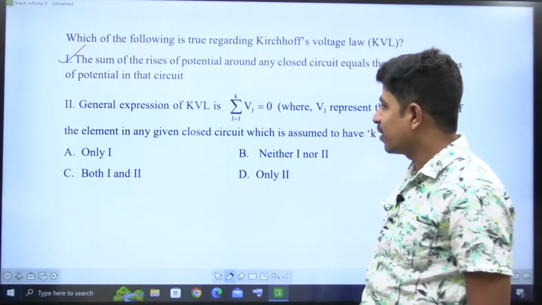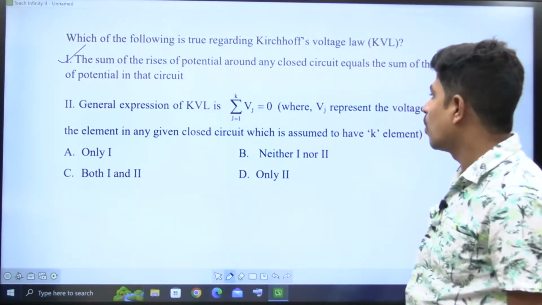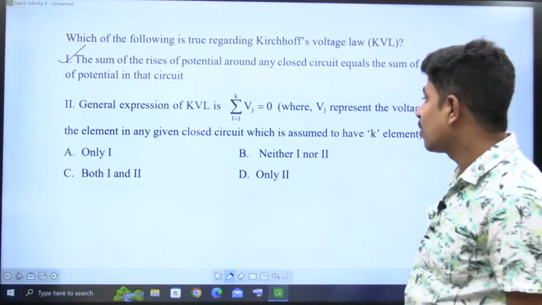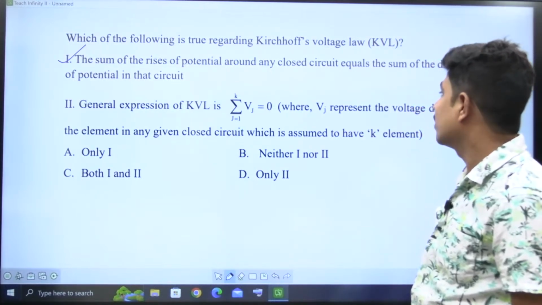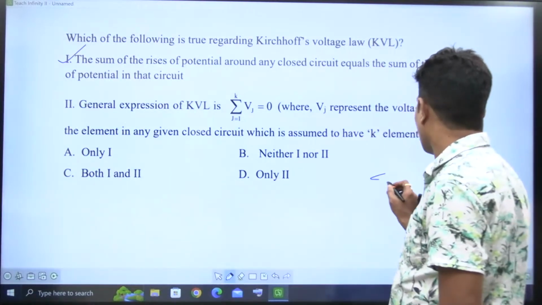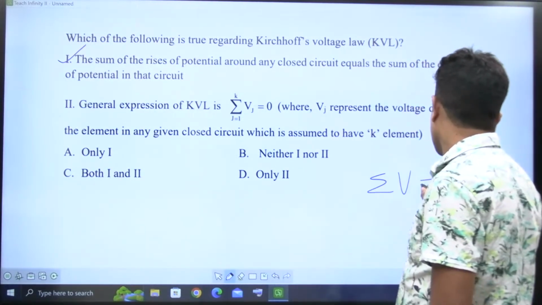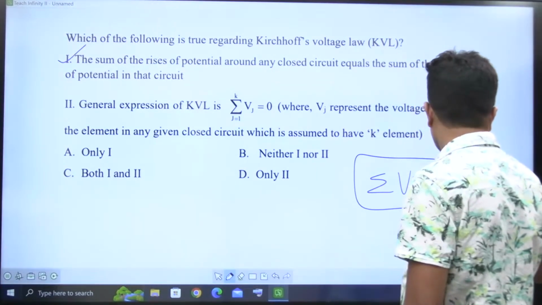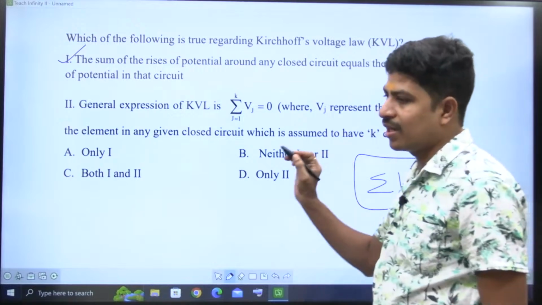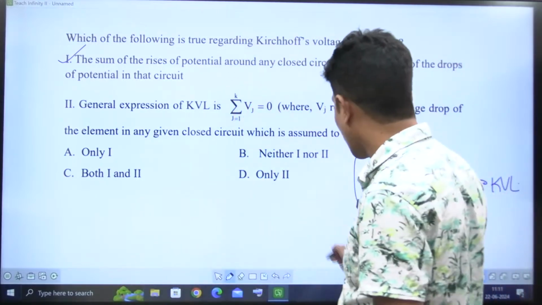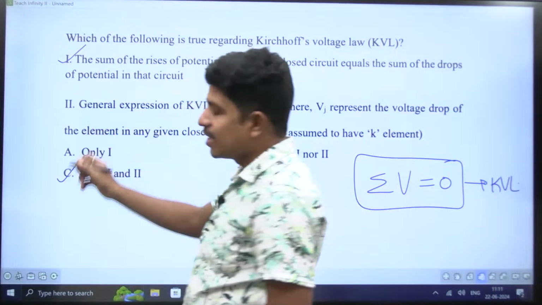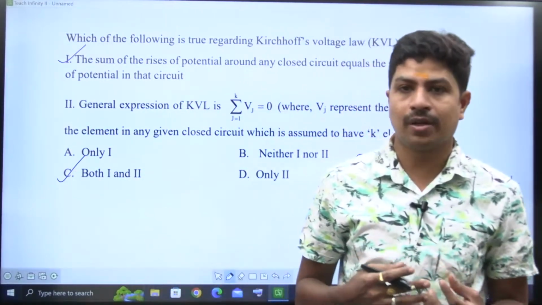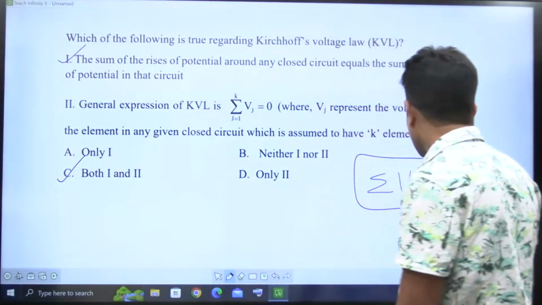The general expression for KVL is sigma j equals 1 to k, Vj equals 0, where Vj represents the voltage drop across an element in any given closed circuit which is assumed to have k elements. So the sum of all the voltages in a closed path is equal to 0. This is given by KVL around a closed path. Both 1 and 2 are correct. Statements look somewhat clumsy sometimes, his framing will be different. Try to understand it clearly.